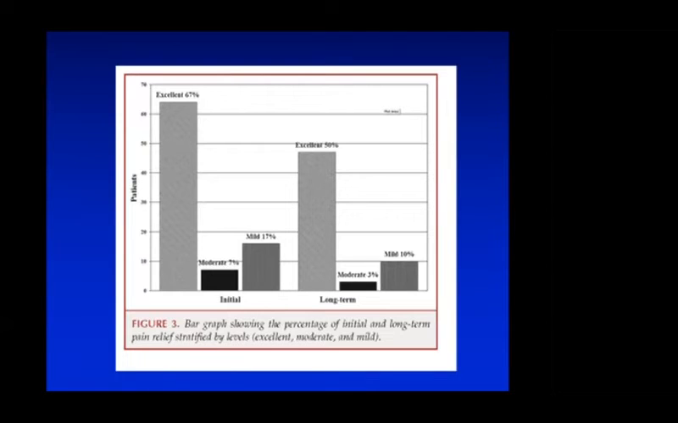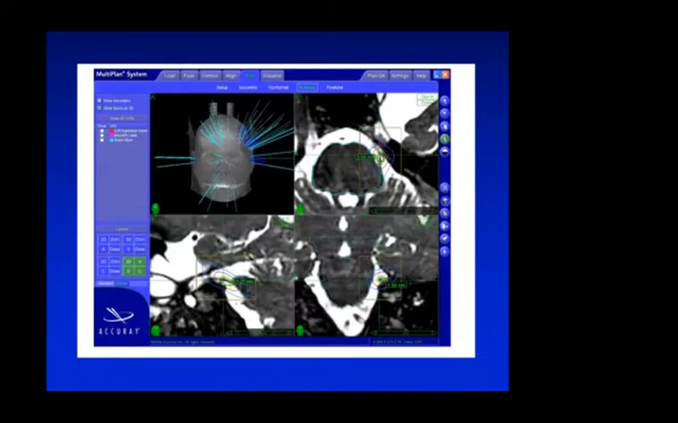Now, over time, if you look out like 4 or 5 years, that's the long-term results here. You drop down to 50 to 60% of patients still having pain relief. So the downside of this treatment, again, over time, is the nerve heals, the pain fibers get reconnected, and the pain can come back.